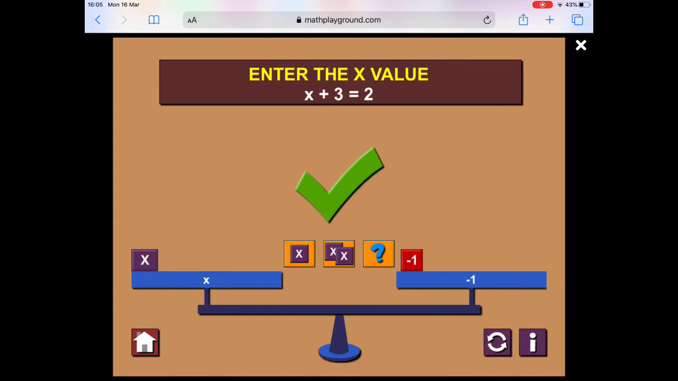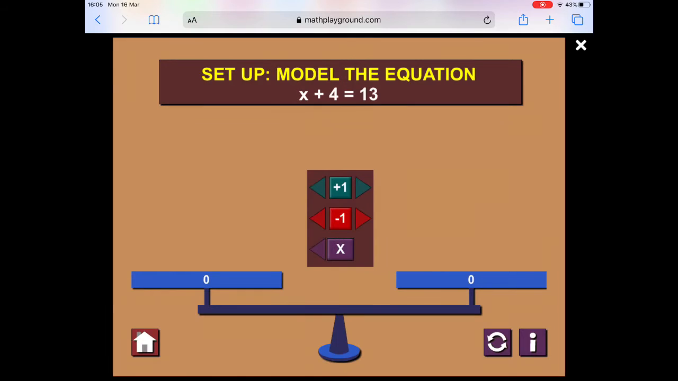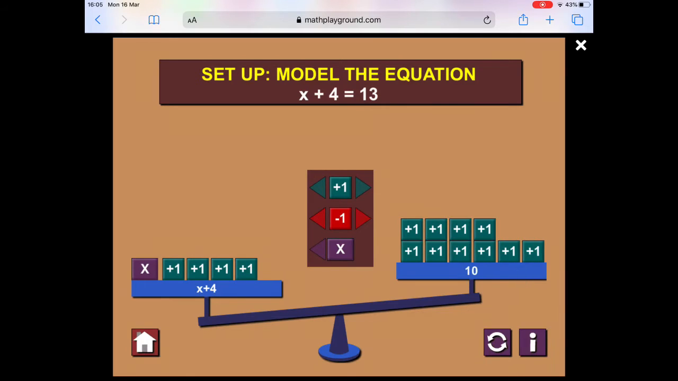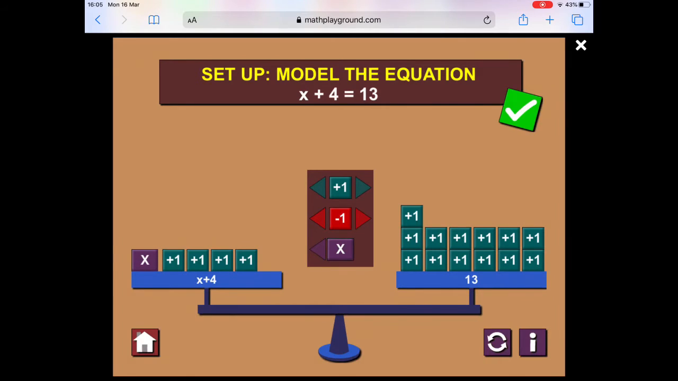So we'll do another example here. We want to model this equation. So we have x plus 4 is equal to 13. Well, I need an x on that side, and I'll need another 4. And on the right-hand side, I'll need 13. Okay, so that's me modelling the equation. That bit's handy. So I can just hit my tick there now.